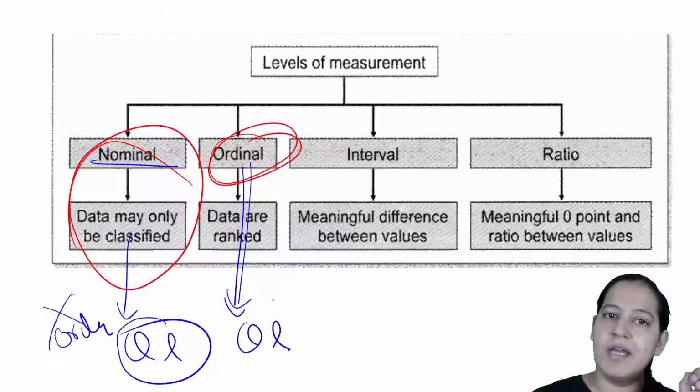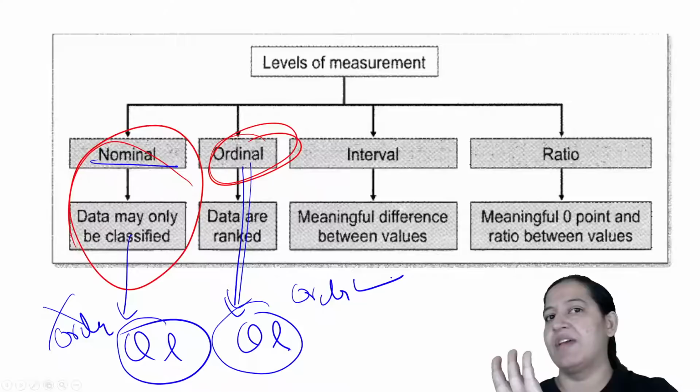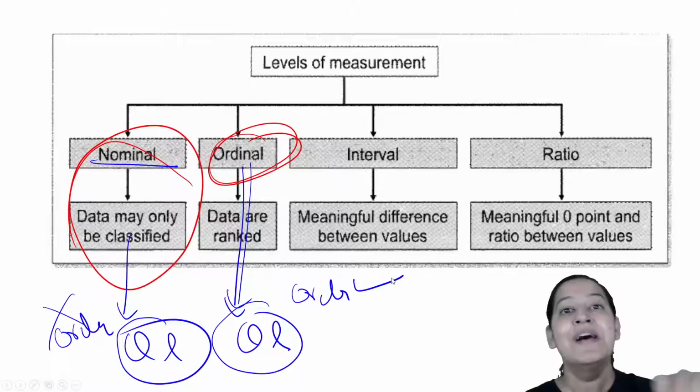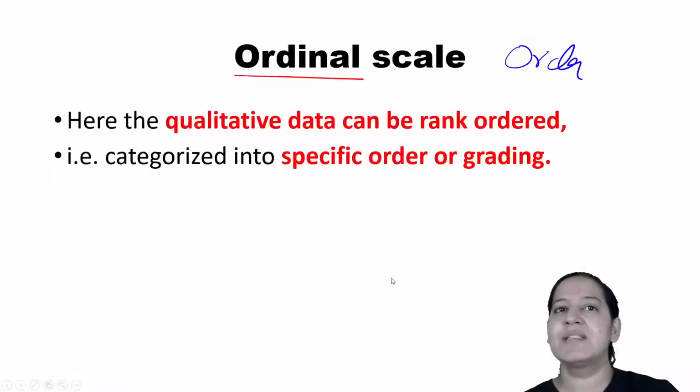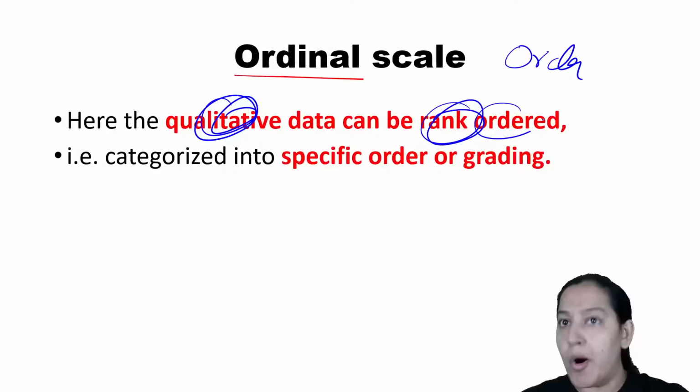We have particular order: mild, moderate, severe. So we cannot say moderate first. We have to say mild, then moderate, then severe. Stage 1, stage 2, stage 3, stage 4. So there is a particular order. Again, these are not numbers. These are names only, but with particular order. So that is known as ordinal. Again, it is for qualitative data, but it has to be ranked. Ranking has to be done. Ordering has to be done. Grading, whatever you say, it all means the same. Call it ranking, order or grading, it means the same.